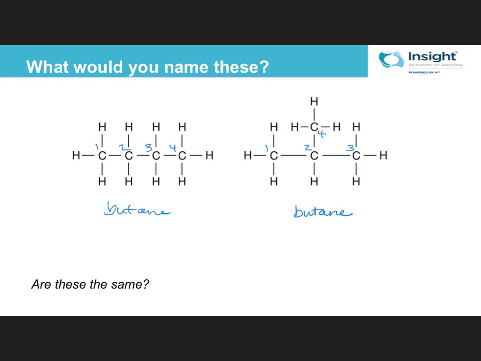These are going to have different properties. This one has this branch, which is going to make this compound have weaker intermolecular forces, because that branch is going to prevent these from lining up to each other really nicely. So this is where that term isomer comes in.